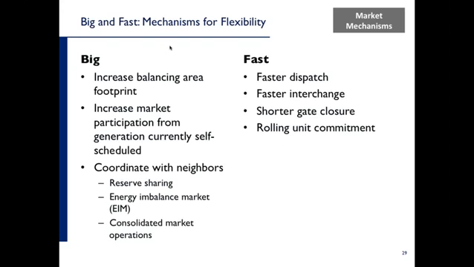Let's take a look at market mechanisms. You'll note that many of the things here are the same as what we saw in the non-market example. Increasing the balancing area footprint, and I think a particularly important one is increasing the market participation from generators that might be currently self-scheduling, and what that does is that it brings more flexibility to the power system operator. The same basic types of coordination with the neighbors are possible through markets, reserve sharing and energy imbalance market, etc.